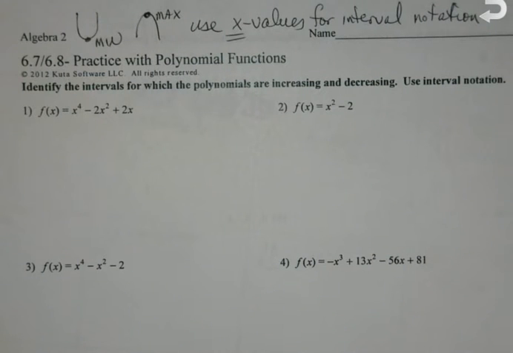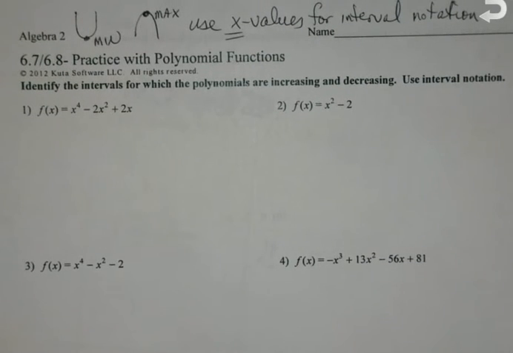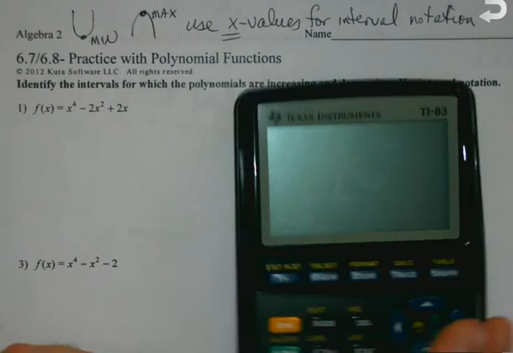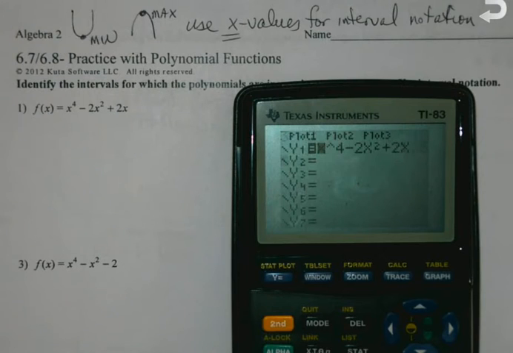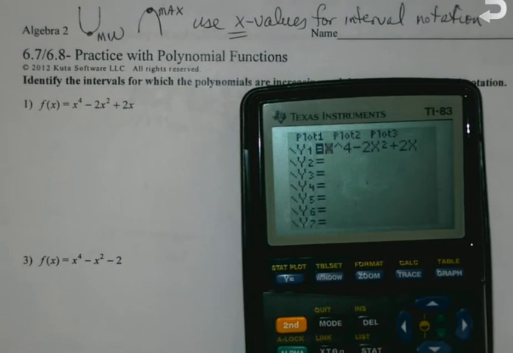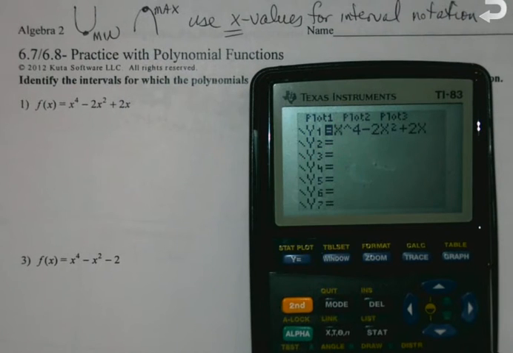So, this is calculator, calculator, calculator. And as I've said before, if you don't literally have one of these, today and tomorrow will be some good days to play with it, get used to it, do your homework, that type of deal. So, what we're going to do is go ahead and graph this.